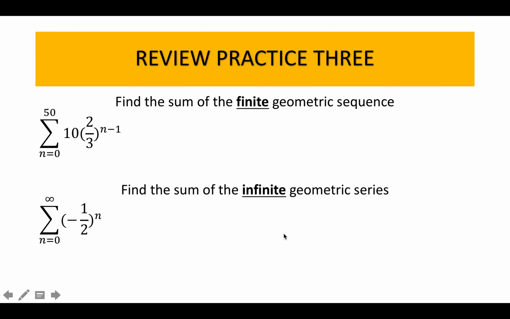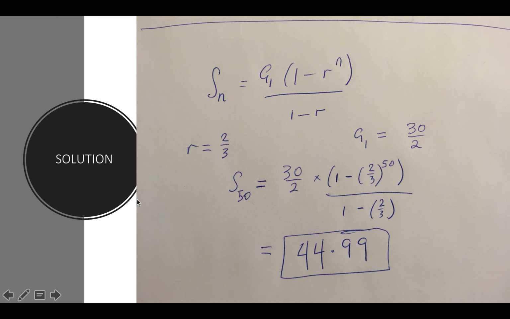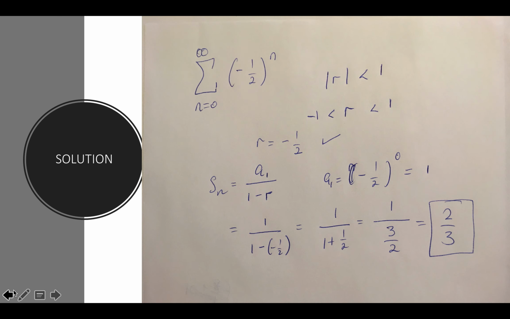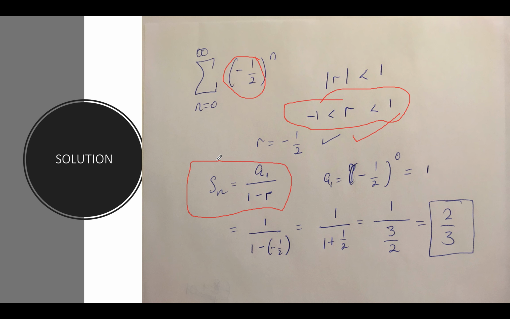Next one, find the sum of the infinite geometric sequence. So we need to know what R is here, obviously. And just by the look of things from practice, again, you can find R right here. And R falls between this rule that I said. So R is -1/2. If it falls between these boundaries, so this is the formula for infinite. Write this down somewhere, please. Save this. This is the formula for infinite series.